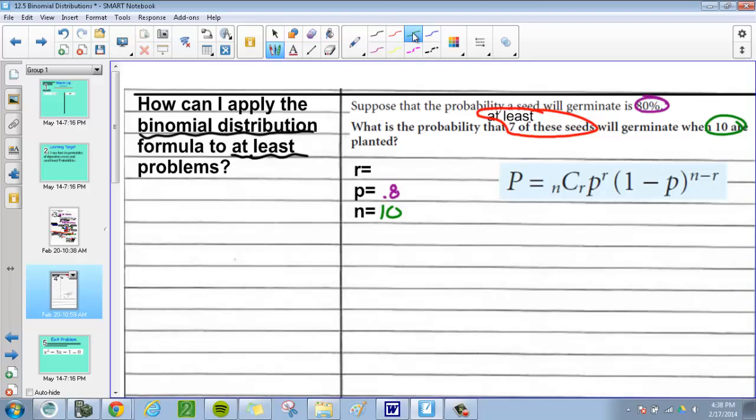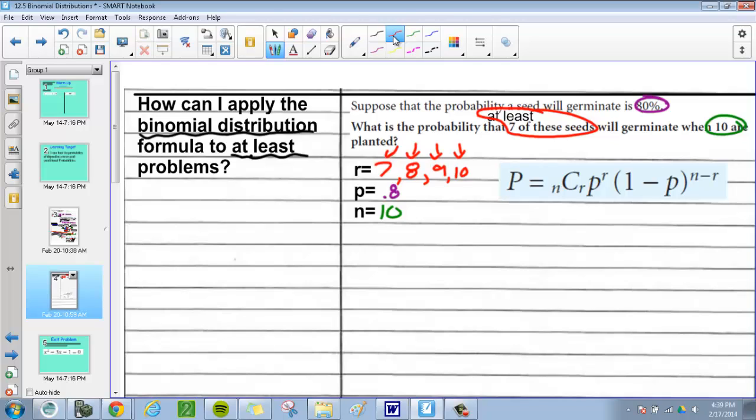Well, this is how it changes this problem up. We have to find the probability of getting 7 of these. We have to find the probability that r is equal to 8. We have to find the probability that r is equal to 9. And we have to find the probability that r is equal to 10. And then once we find each of these individual probabilities like we did in the last problem, we can just add them all up, and we should be good to go.